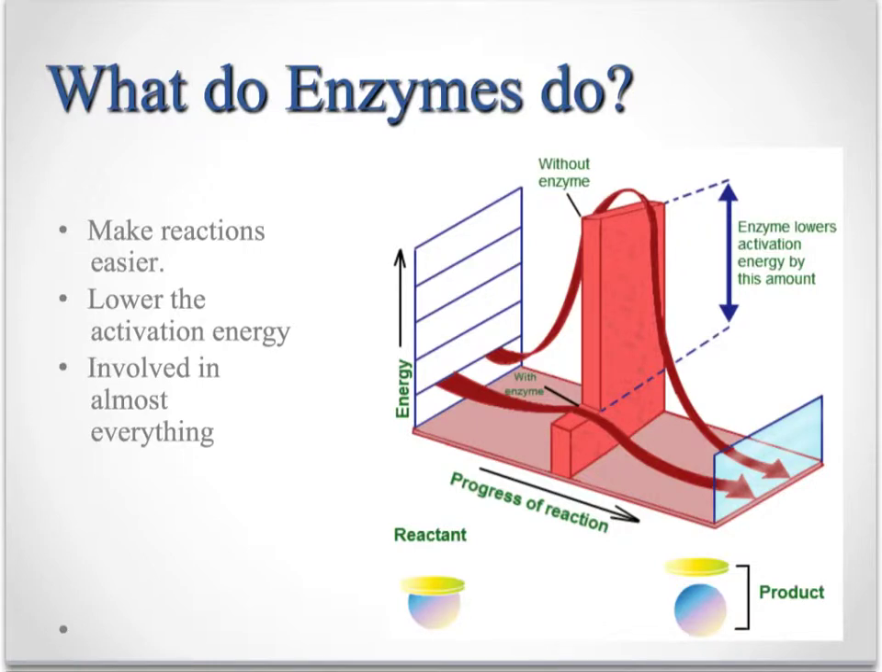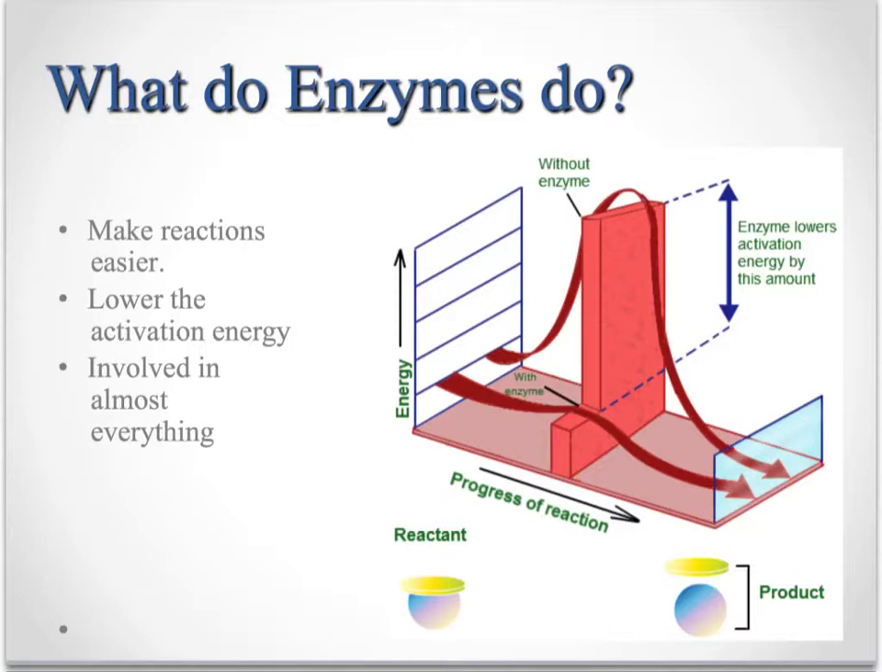Alright, now down to the nitty-gritty. What do enzymes actually do? Enzymes are often considered to make reactions go faster. That's more of a byproduct of what they do. What they really do is lower the activation energy, and this has the effect of making the reactions go faster given the amount of energy that's already available in the environment.